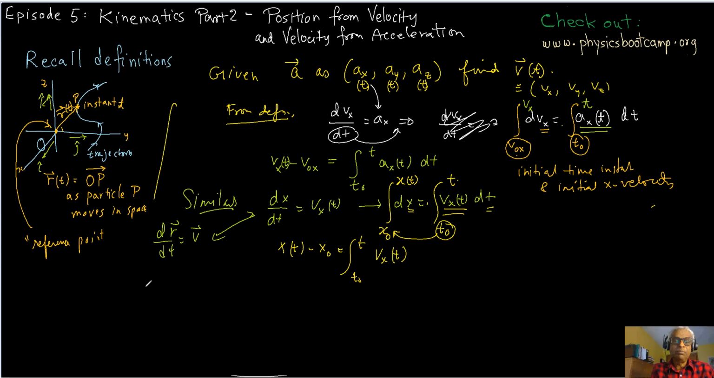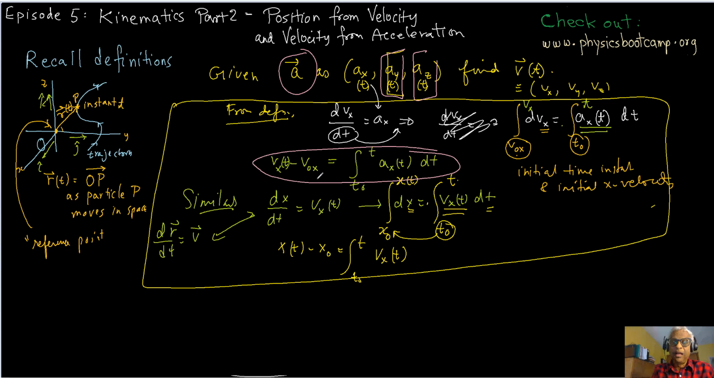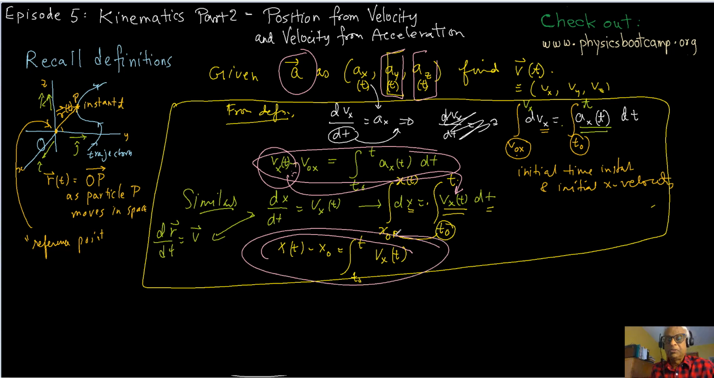And what happened for the x, I can do on the y and on the z almost identically, right? So starting from a, not only can I go to the v, I can use this v, plug it in here, and I can actually get this also. So let's do a simple example of a given a.